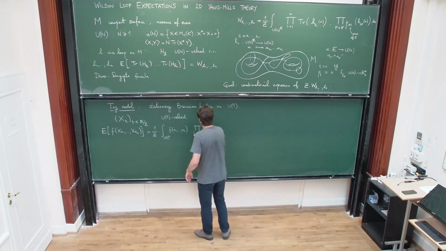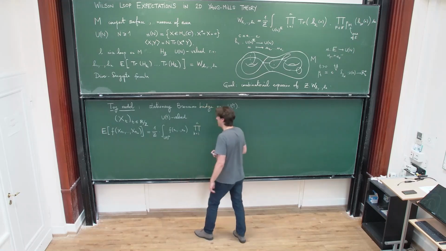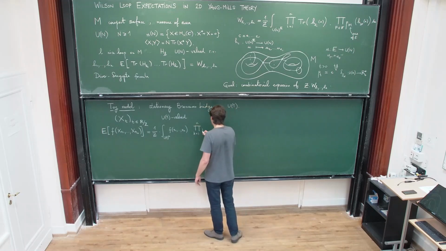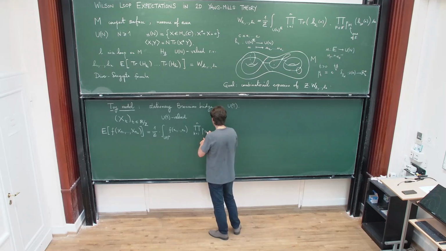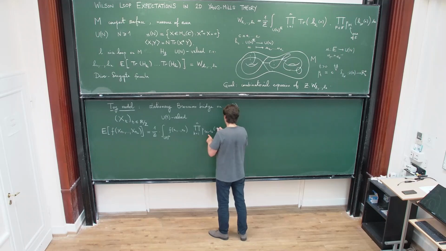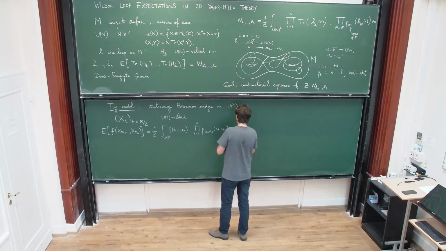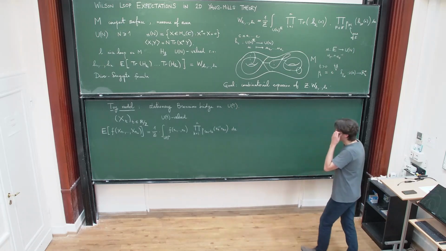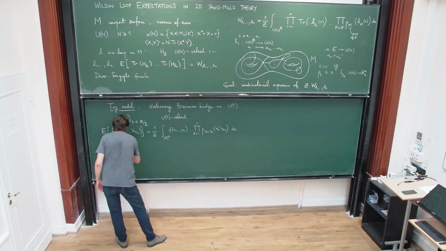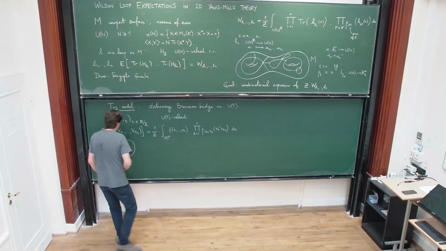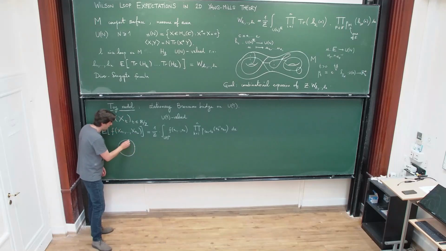Well, as you expect, a product for k between 1 and n of the heat kernel on U1 at time t_{k+1} minus t_k of x_{k-1}, x_{k+1} dx. It's really the same thing. Now we have a circle, and for each point on this circle we have a random variable.